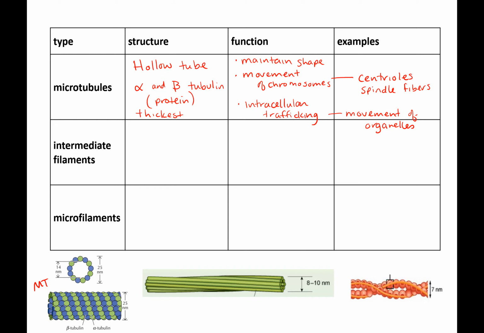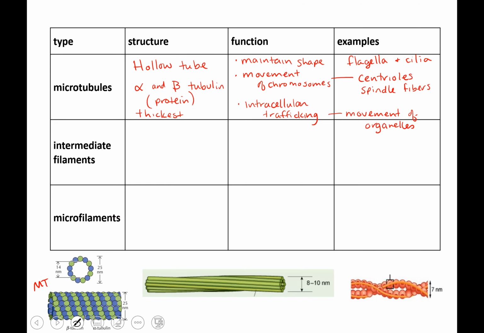And another example of a microtubule, flagella and cilia are made of microtubules. And you know that those are for cell movement. Those are found on the outside of the cell, but they're the same tubulin proteins.